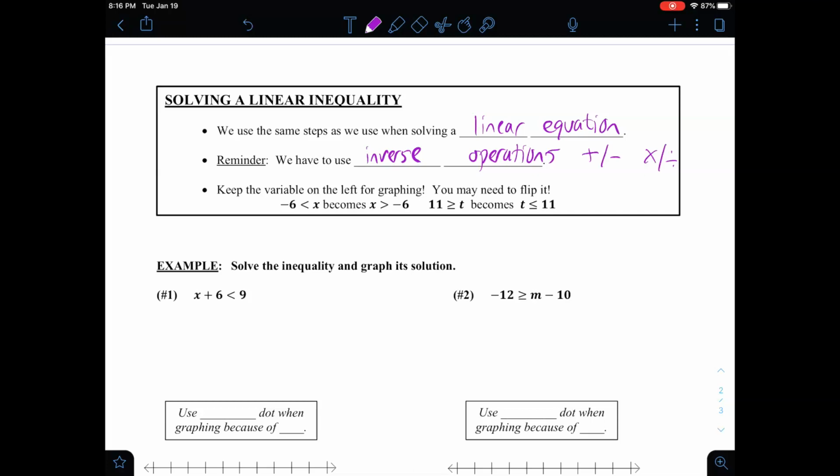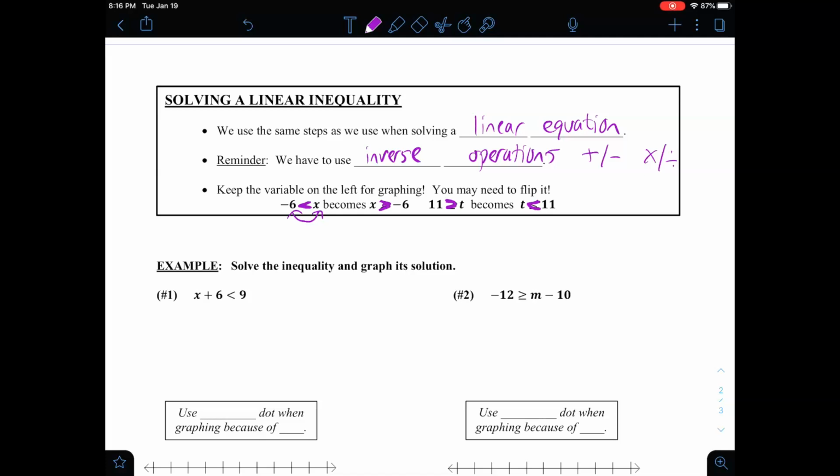So, for example, it says you may need to flip it. So we have -6 is less than x. We want to put the variable on the left and put x on the left. So it's going to be x is greater than -6. So you see how it was pointing to the -6. When we flip it around, it still needs to point at the -6. And same thing over here, it's pointing at the t. It still needs to point at the t when we flip it around. Okay.